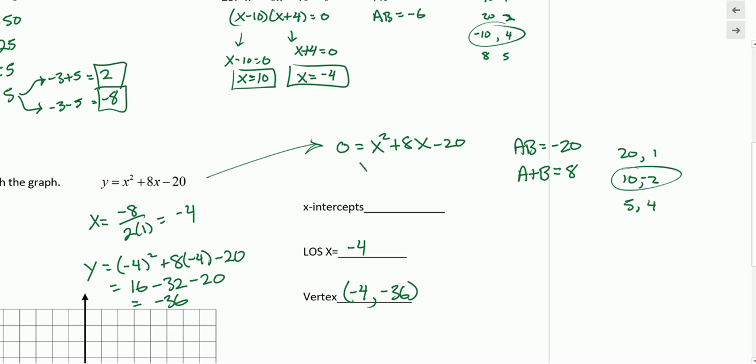So this factors to x plus 10 times x minus 2. And so that gives us two answers. The x plus 10 gives us x is -10. And the x minus 2 gives us x is +2.